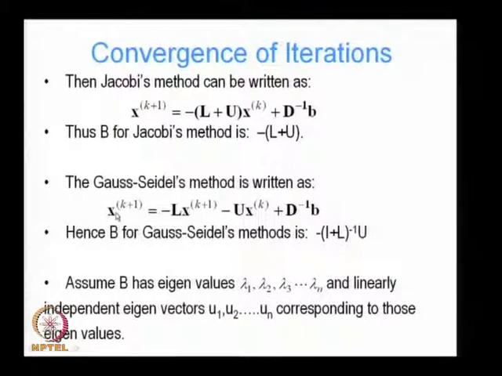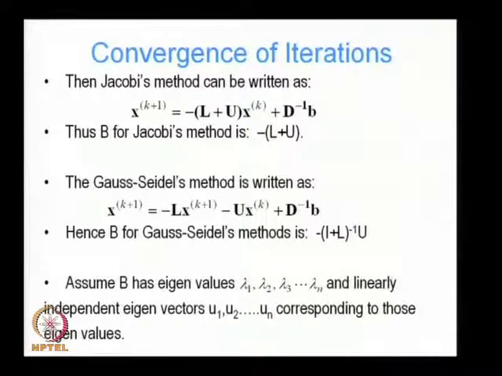Therefore, B for the Gauss-Seidel method is minus (I plus L) inverse U. Why is that? What is the general form of a stationary iterative method? It is x^(k+1) equal to B x^k plus c. So, we bring all the terms involving x^(k+1) to the left hand side. So, we get (I plus L), we take the inverse of that, (I plus L) inverse, and we get U. So, x^(k+1) is equal to this times x^k plus this. So, B for the Gauss-Seidel method is of this form.